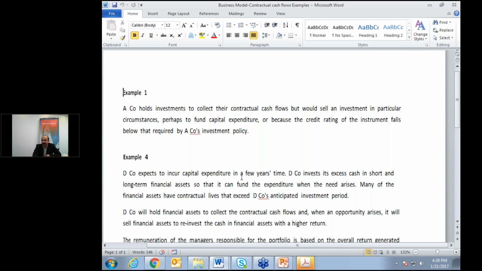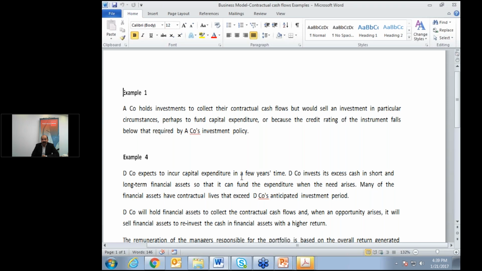Example one says that a company holds investments to collect their contractual cash flows, but would sell an investment in particular circumstances, perhaps to fund capital expenditure or because the credit rating of the instrument falls below that required by the company's investment policy.